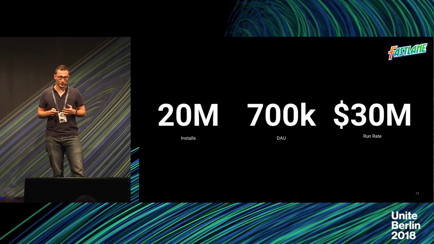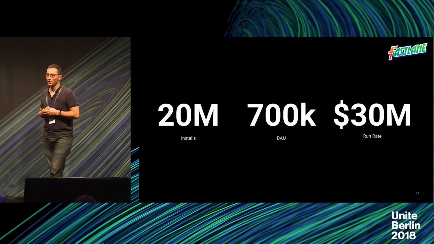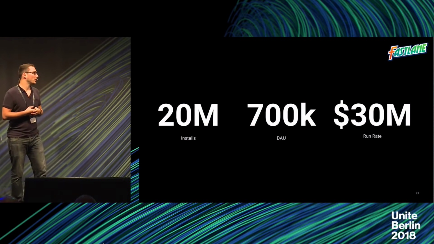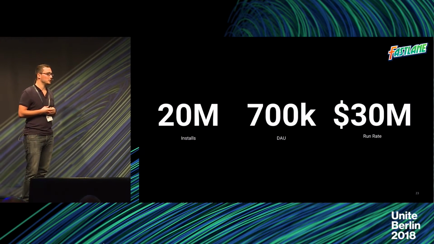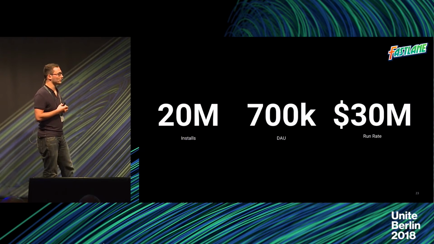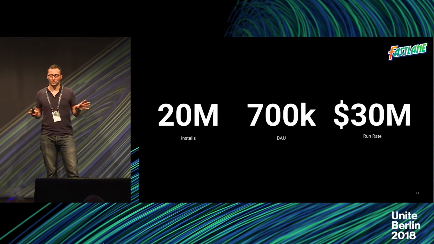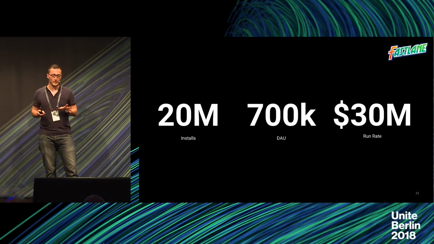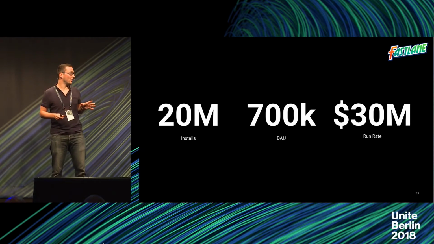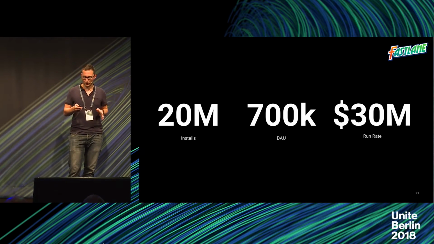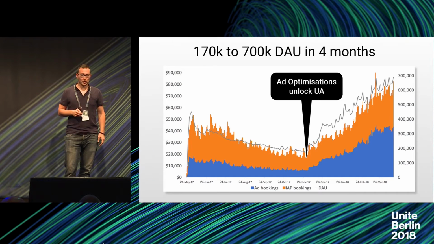In terms of numbers, when we talk about Fastlane, we're talking about 20 million installs. We're talking about 700,000 DAU, and we're talking about $30 million in run rate revenue. Now, out of this $30 million run rate, half of it is coming from ads. The other half is coming from in-app payment. So that's a really healthy balance, and that also shows you how important ads are for this game in particular. So that's the kind of scale that we're talking about when we're talking about Fastlane.